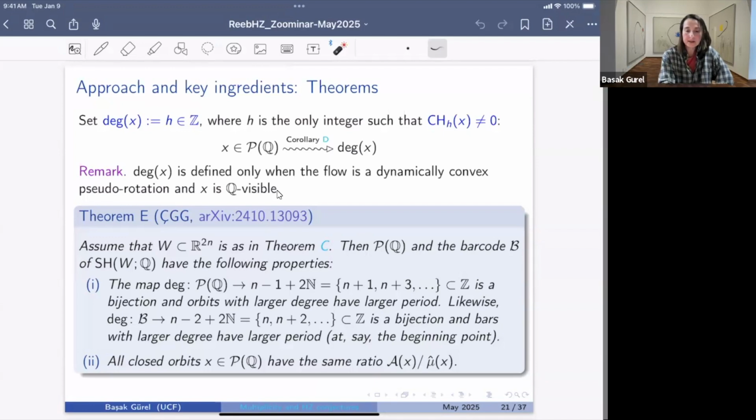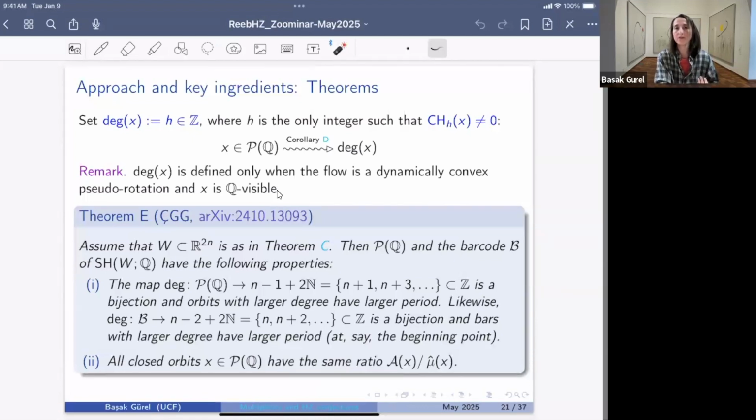So then you can define this degree map. This degree map is a bijection from Q visible orbits to n-1 plus 2 times positive integers. And you have this strictly increasing situation, like orbits with larger degree have larger period. And likewise, you have this degree map from the bars of the barcode, which comprises the bars in that persistence module. Then this will have 1 less degree, and this will be a bijection, and bars with larger degree have larger period.